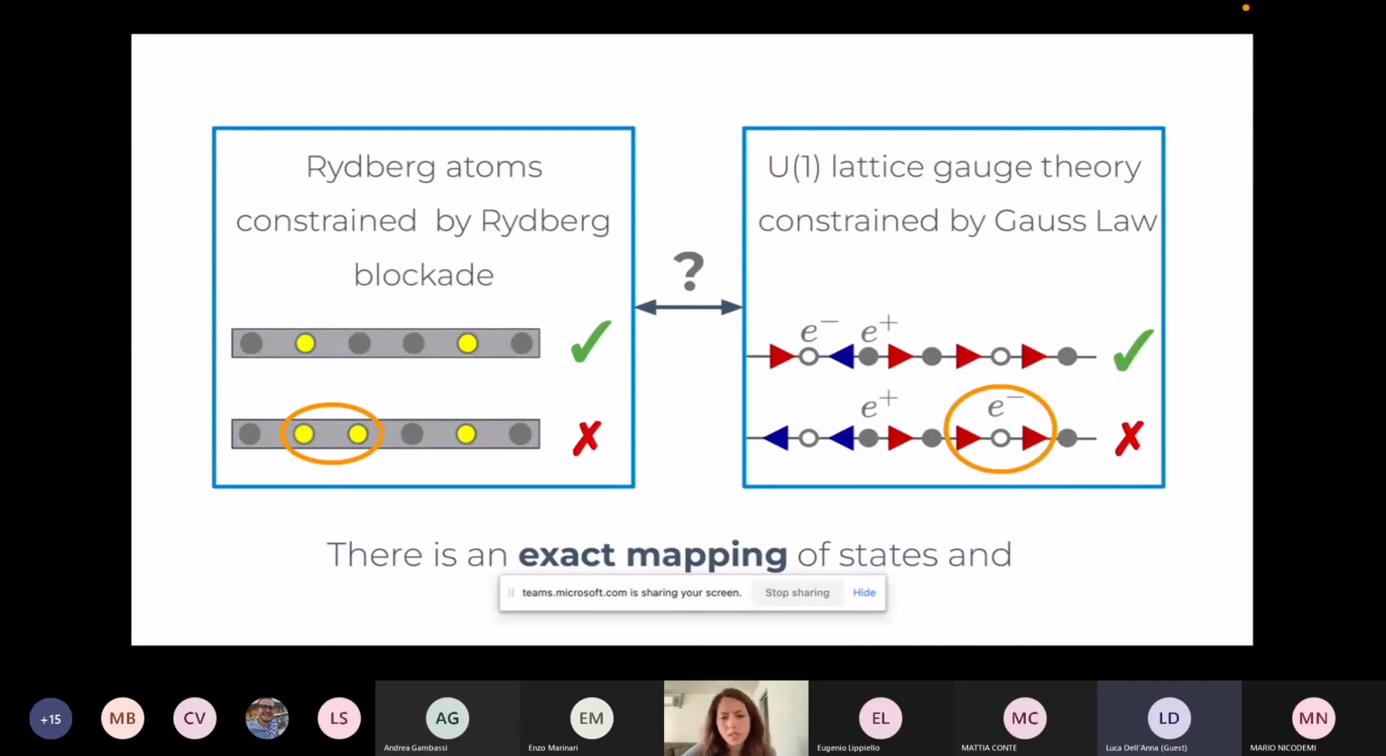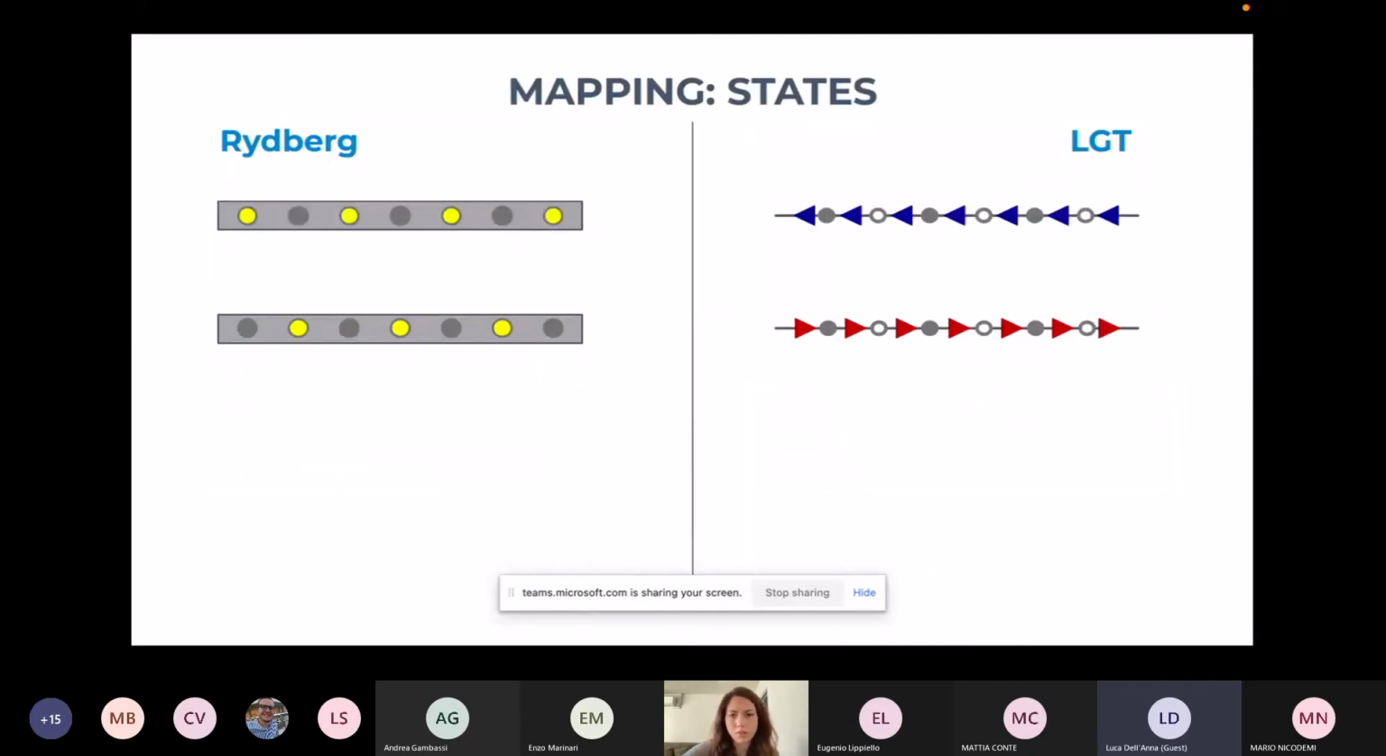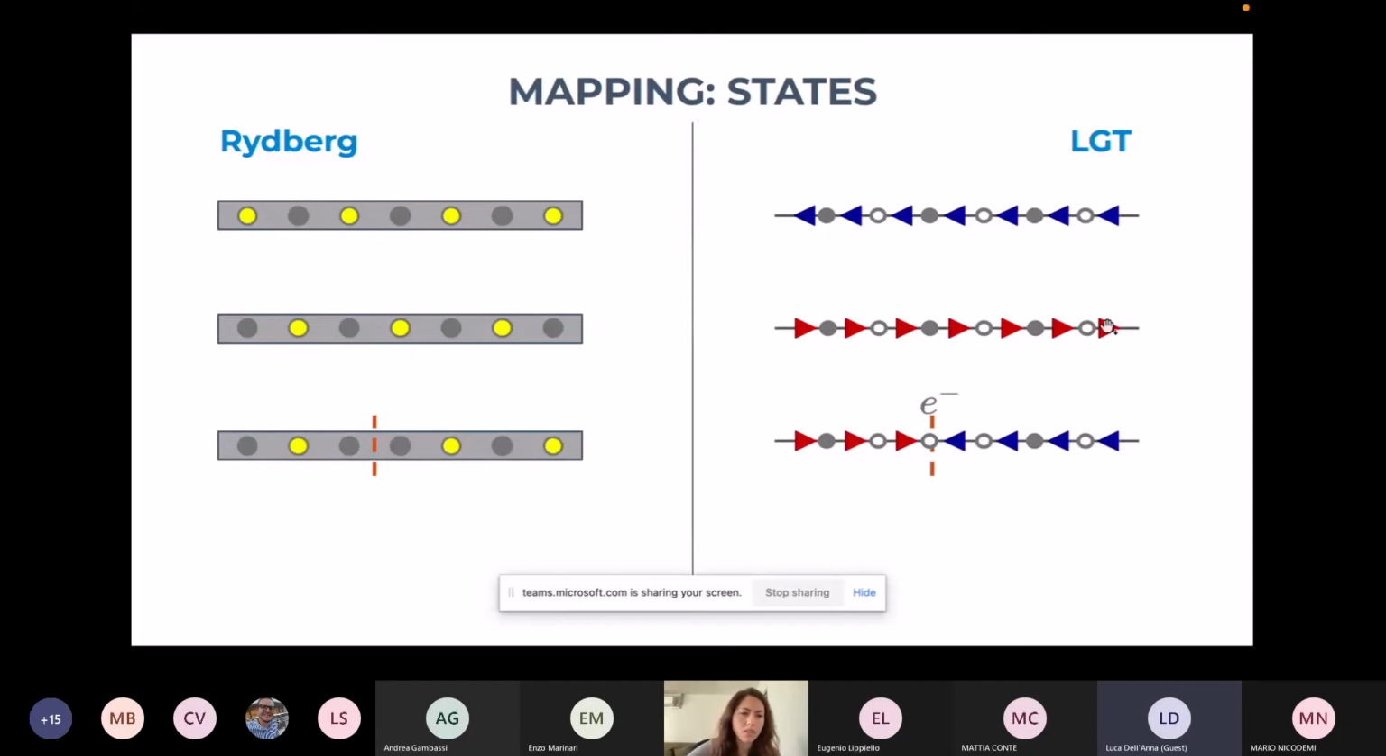Okay, so the mapping is the following. Let's start from the states. So if you consider, for example, these two states, I will call these states the charge density waves. So these are states where you have Rydberg excitations on every even site or on every odd site. So these two states, we will map them to states with uniform electric field, either negative in this case or positive in this case.